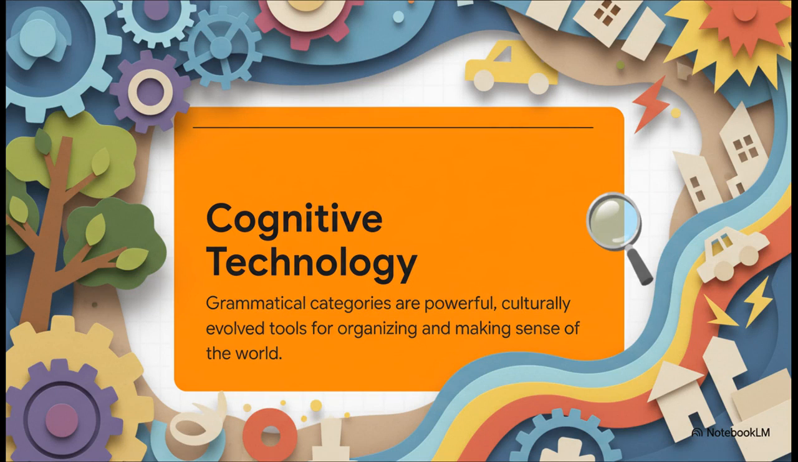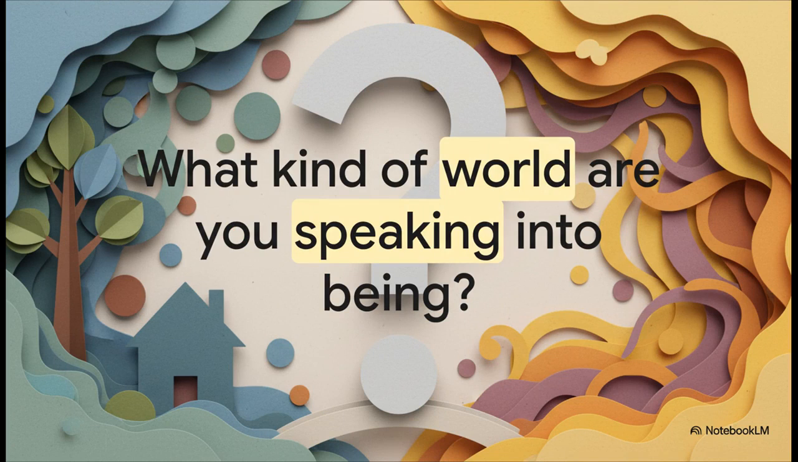So maybe the best way to think about grammar is as a kind of cognitive technology. Seriously, it's not just for talking. It is a powerful, culturally evolved piece of software for our brains, one that's designed to segment, organize, and build a coherent world out of the raw data flooding our senses. And that leaves us with one final thought, and it's a big one. Your language isn't just passively describing the world, it is actively helping to shape it. With every single sentence you speak, you are casting a vote. You are reinforcing a particular way of seeing and being. So the real question is, what kind of world are you speaking into being?